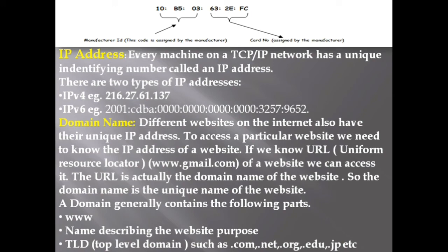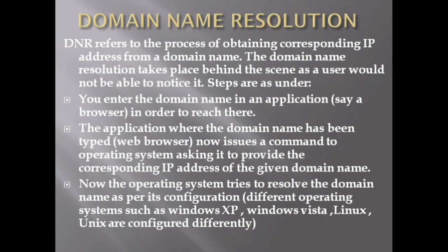A domain name generally contains the following parts. That's www, which stands for World Wide Web. That means that the IP address is hosted over the web, and the name describing the website purpose. That's just Google, Facebook. You got lots of websites there. Then comes the domain, the top level domain. There are different types: .com, .net, organization, education, commercial purposes, military purposes, educational purposes, and so on. Then is the DNR.